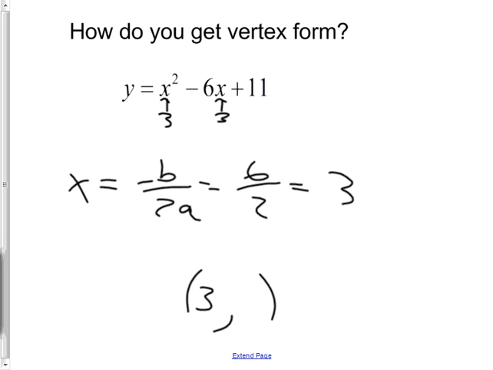So did you get 3 squared is 9, minus 6 times 3 is 18, negative 18 plus 11? These are always opposites of each other, so that's negative 9 plus 11 makes positive 2. Raise your hand if you got that right.